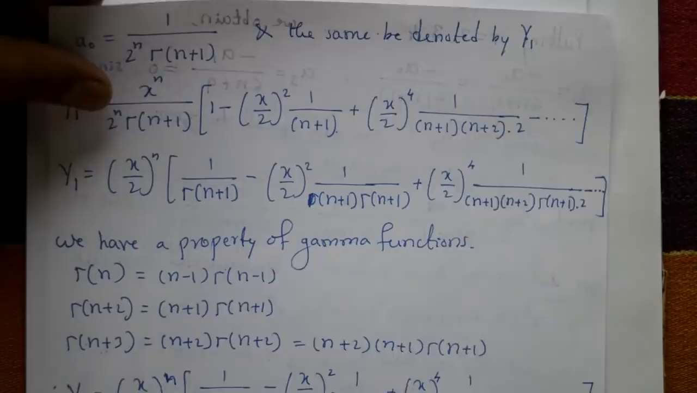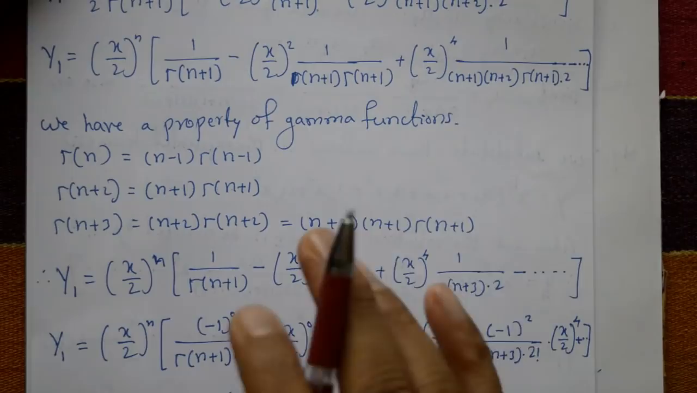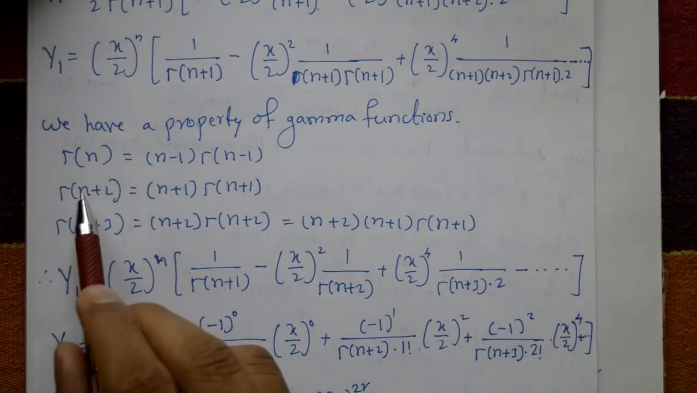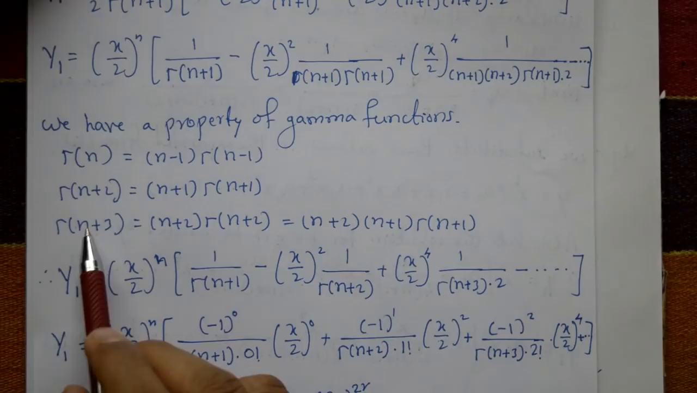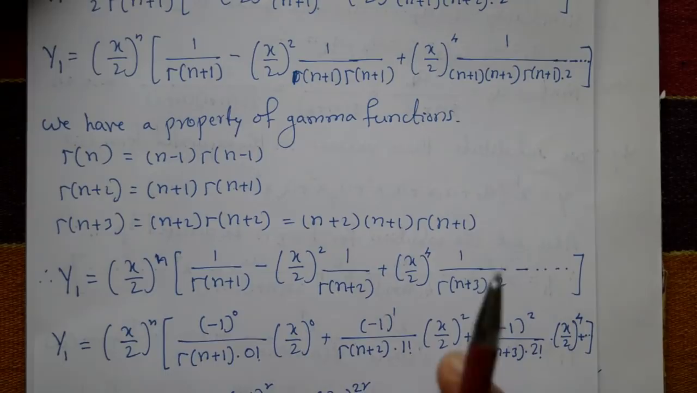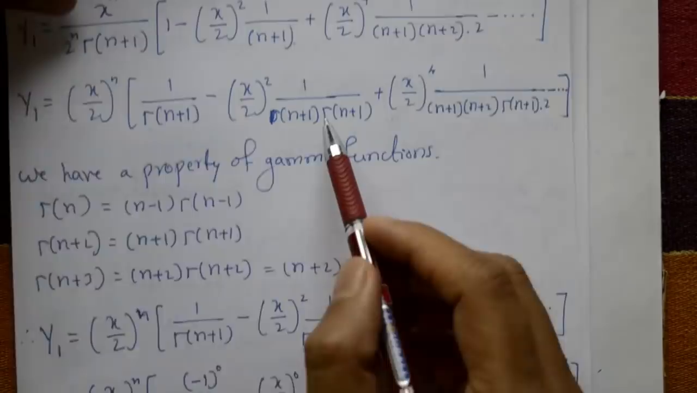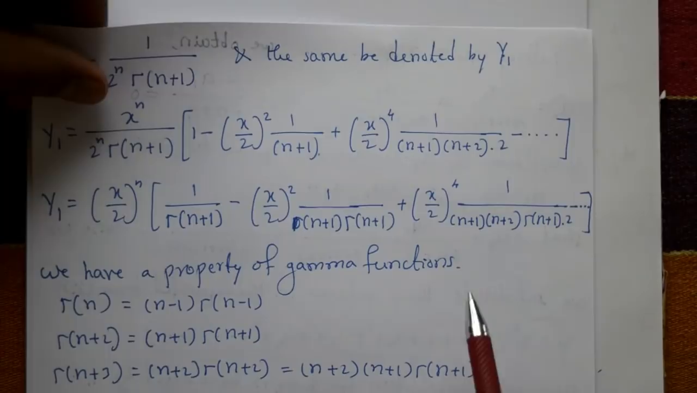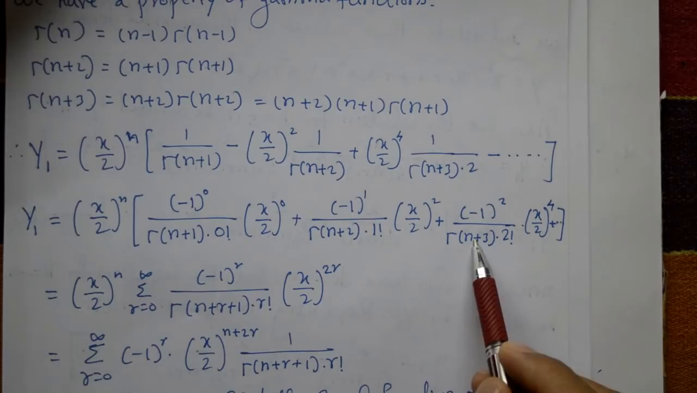Now we have a property of gamma functions. Gamma n is equal to n minus 1 into gamma n minus 1. Gamma of n plus 2 is n plus 1 into gamma n plus 1. Gamma of n plus 3 is equal to n plus 2 into gamma n plus 2, or n plus 2 into n plus 1 gamma n plus 1, like this. Now see this one: n plus 1 into gamma n plus 1 gives 1 upon gamma n plus 2, and n plus 1 into n plus 2 into gamma n plus 1 gives 1 upon gamma of n plus 3. Sorry, this is gamma of n plus 3, this is gamma n plus 2.